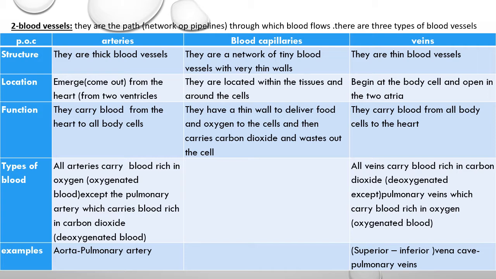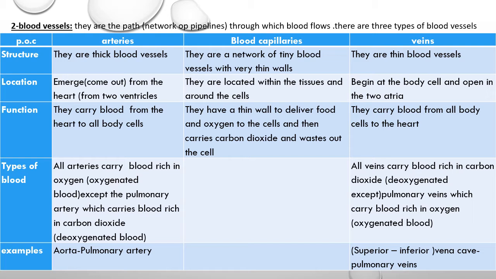Arteries are thick blood vessels that emerge or come out from the heart from the 2 ventricles. They carry blood from the heart to all body cells. All arteries carry blood rich in oxygen, which we call oxygenated blood, except pulmonary artery, which carries blood rich in carbon dioxide, deoxygenated blood. Examples: aorta and pulmonary artery.